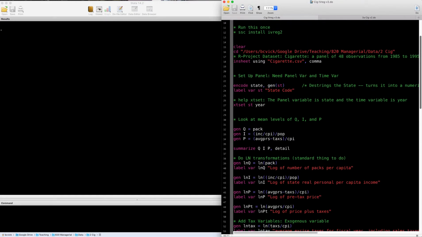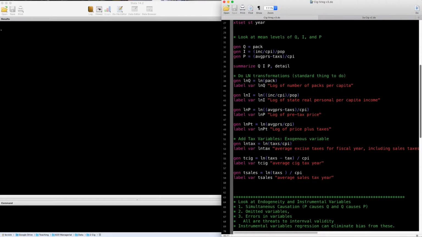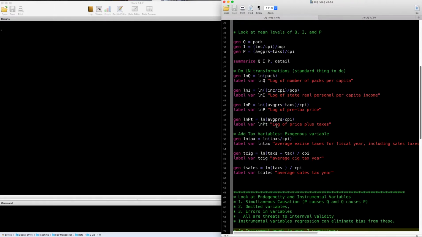Again, I've brought in the cigarette CSV file. I'm using some of my same do code, Stata code, but this is a different do file. I bring it in, I create my variables, much like what you've done before. We're using logarithms, log transformations, and what I'm doing here is implementing some tax. So we have an excise tax on cigarettes. We have an average cigarette tax per year, and then we also have sales tax. So we're going to fiddle with some of these tax variables as being hopefully good instruments for price.